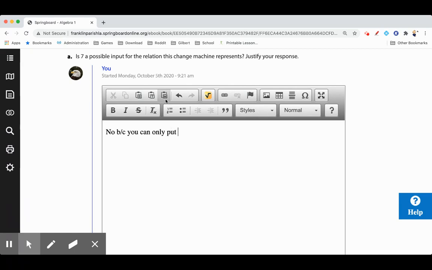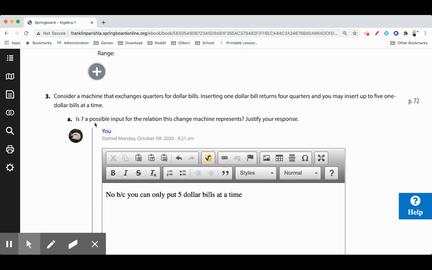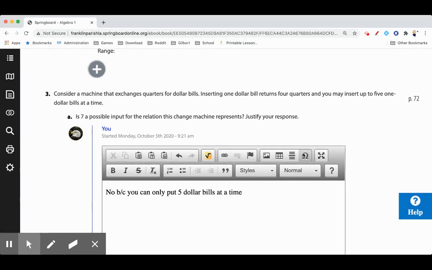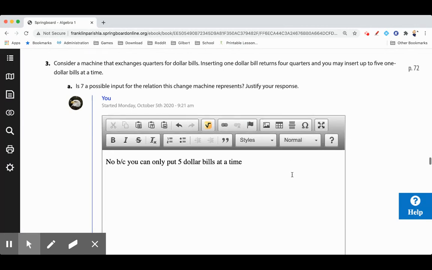Put in $5 bills at a time. Okay, 7 is not possible. It even tells you may insert up to 5, one at a time. So I can't put in 7. I can only put in up to 5. So I can put in 1, 2, 3, 4, and 5.